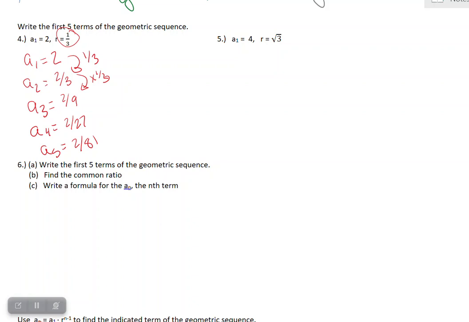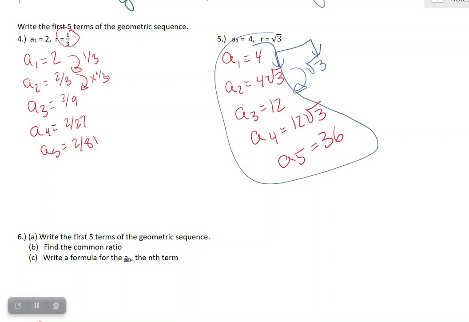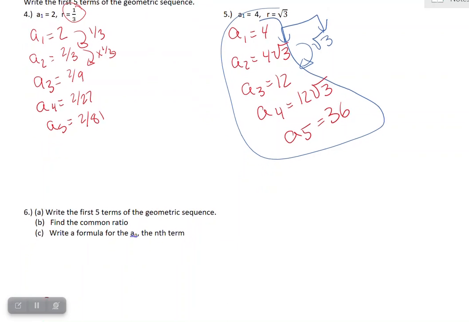Go ahead again, pause the video, do number 5 by yourself. So these are what you get. Again, multiplying by square root of 3. So when we multiply here by square root of 3, remember this and this will cancel out to give you 3. 3 times 12. So there are 5 terms.